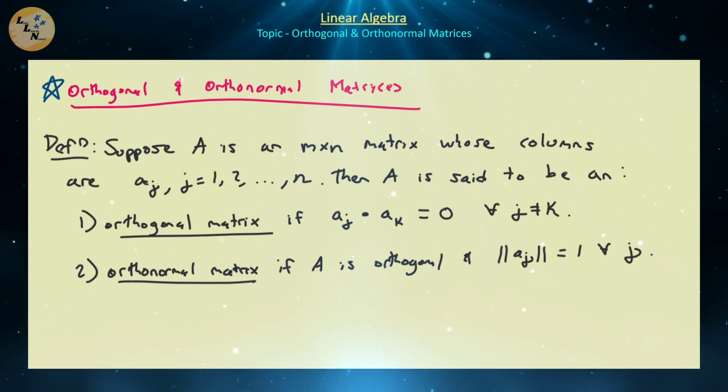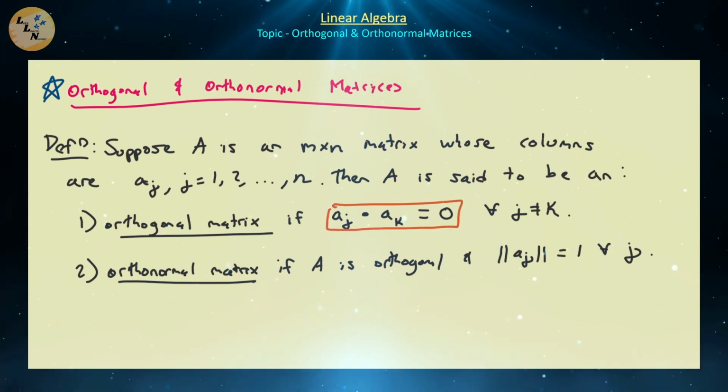So let's get right into it. Let's assume that A is an m by n matrix, so not necessarily a square matrix, whose columns are named AJ, where J ranges from 1, 2 down to n, where n is the number of columns. Then we say that A is an orthogonal matrix if each of the columns within that particular matrix A are orthogonal to one another. That is, if you take the pairwise dot products between the columns, you will always get 0. And keep in mind, don't take the dot product of a vector with itself.